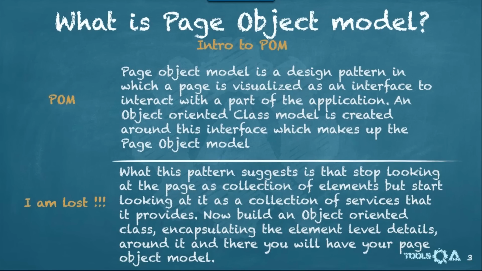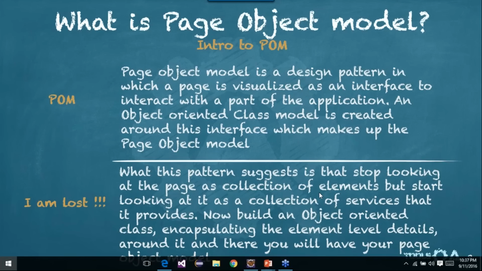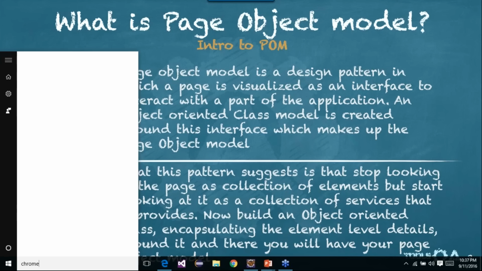let me clarify a couple more things. What this pattern suggests is that we stop looking at the page as a collection of elements, and start looking at it as a collection of services. If you look at a web page, you would see that it is not just a collection of elements. It's an organized collection of elements which helps you do certain tasks. So if you go to our website, let me take some tangible examples.